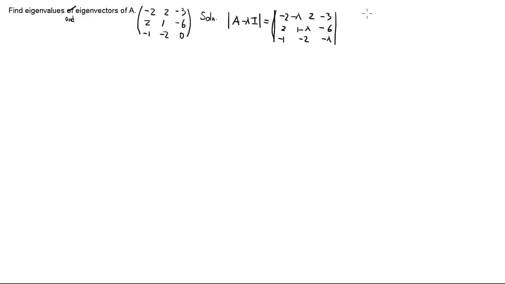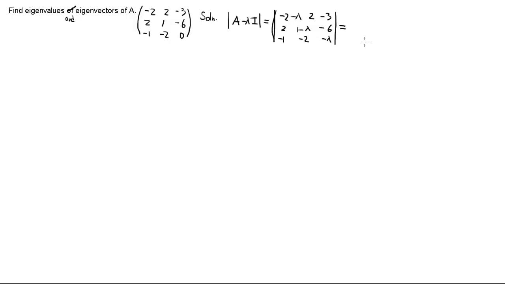Now, row operations are not going to work because of these variables over here. So we have to use either cofactor expansion or simply use the formula. Since this is 3 by 3, let's go ahead and use the formula. So multiply this out, it's positive. But we have a lot of negative signs, so be careful.